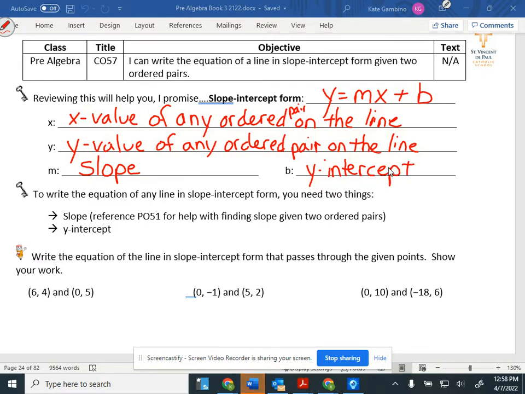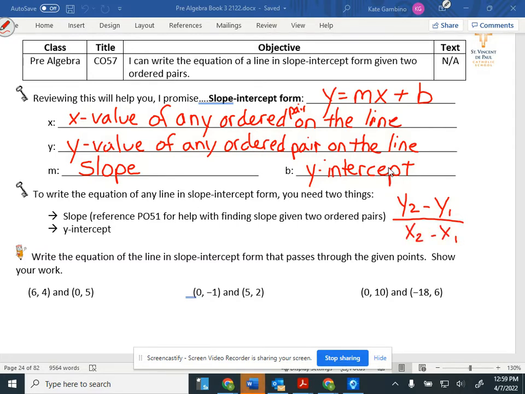To write the equation of any slope in slope-intercept form, you need two things. You need the slope, and we can refer back to PO51, which will be on our test. You need to remember this. So if you need help finding the slope given two ordered pairs, and you need the y-intercept. Who remembers what equation we use to find the slope given two ordered pairs? Ethan? y2 minus y1 over x2 minus x1.